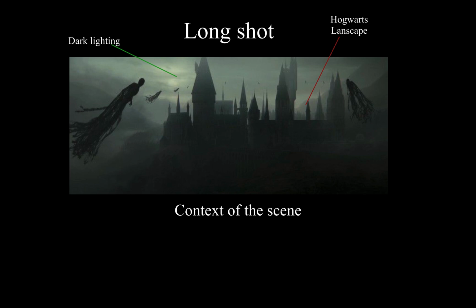What is the effect? The long shot allows the viewer to see the entire landscape. The dark lighting suggests that there is evil surrounding the area as the Dementors are approaching, shows the context of the scene, and foreshadows what is about to happen.